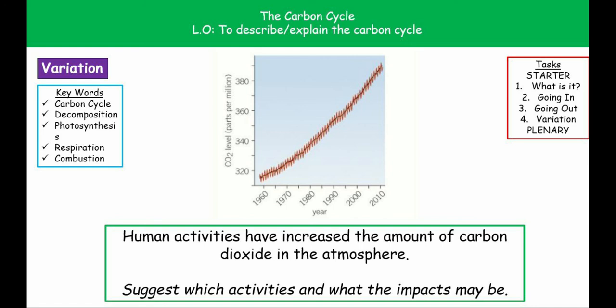Hopefully we did put in here about industry and cars which are going to be releasing carbon dioxide. We could have put in burning fossil fuels in general, releasing carbon dioxide. We might also have put in things like deforestation from our geography knowledge, which is obviously going to reduce the amount of photosynthesis that can occur. Any of these activities that cause an increase in carbon dioxide in the atmosphere are valid answers there.